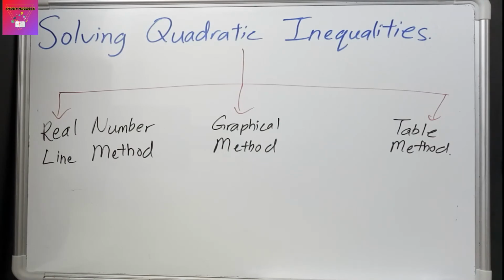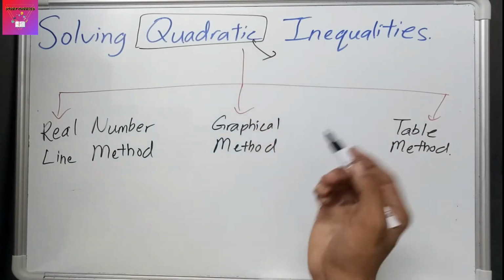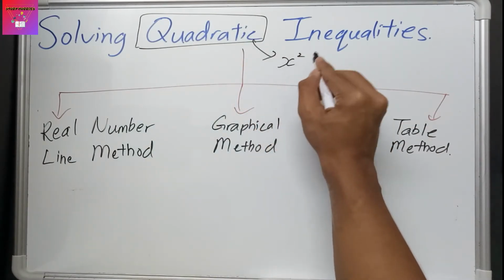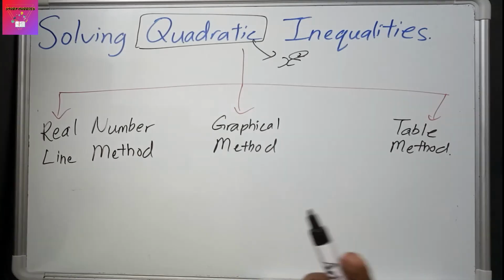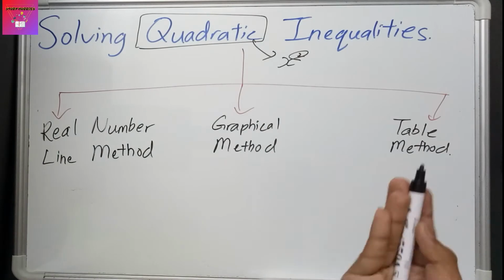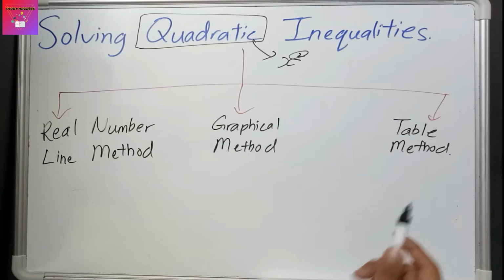So now let's move to the second part of this inequality solving, which is solving quadratic inequalities. If you watch my video on quadratic equations, you'll be aware what the meaning of quadratic is, which means we have x to the power of 2 only. So any equation which has the power of 2, without fractions, is a quadratic inequality. There are 3 ways to solve quadratic inequalities: the real number line method, graphical method, or table method. Now we'll be going through one by one how to solve questions involving these 3 methods.